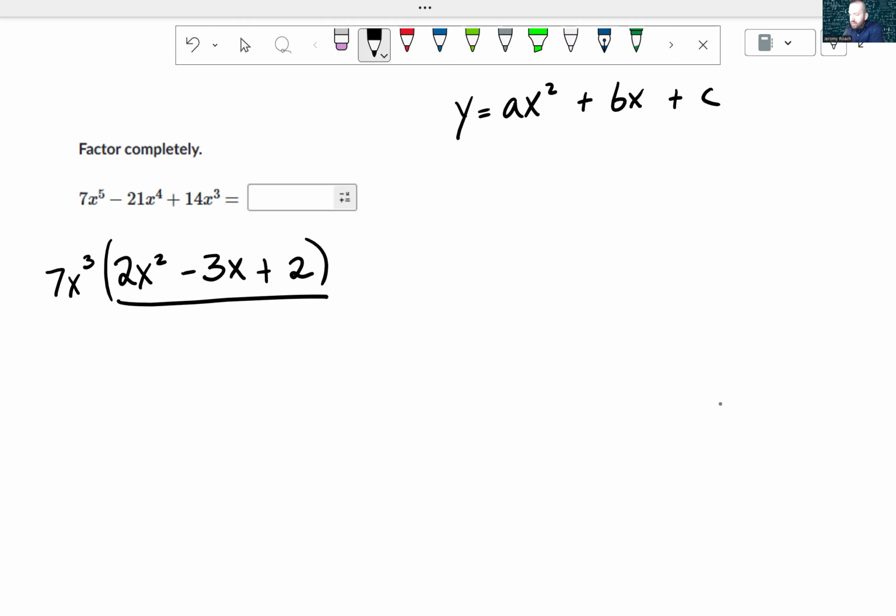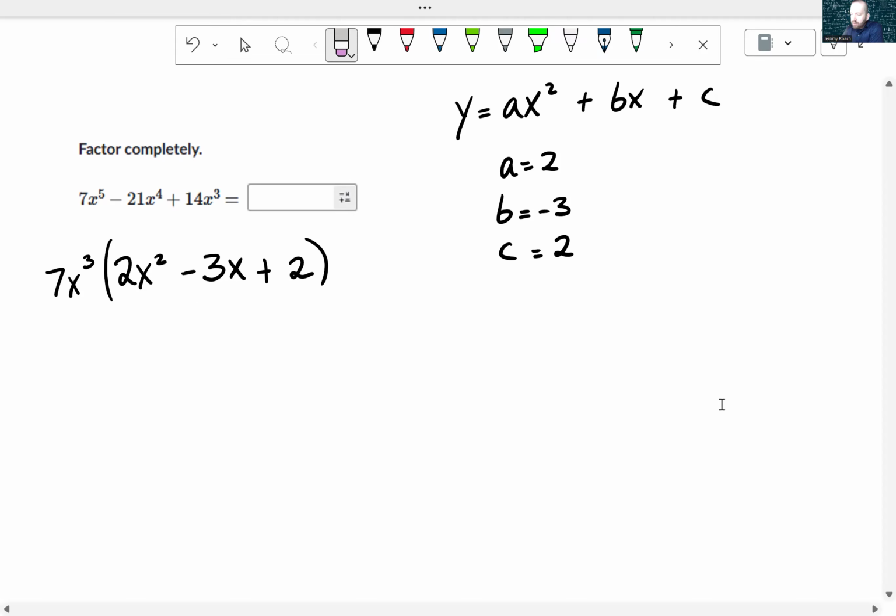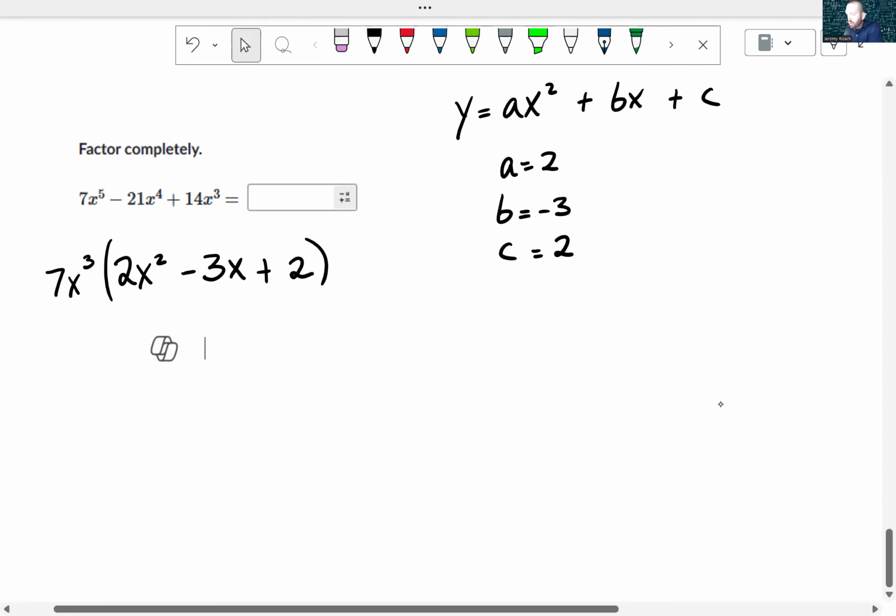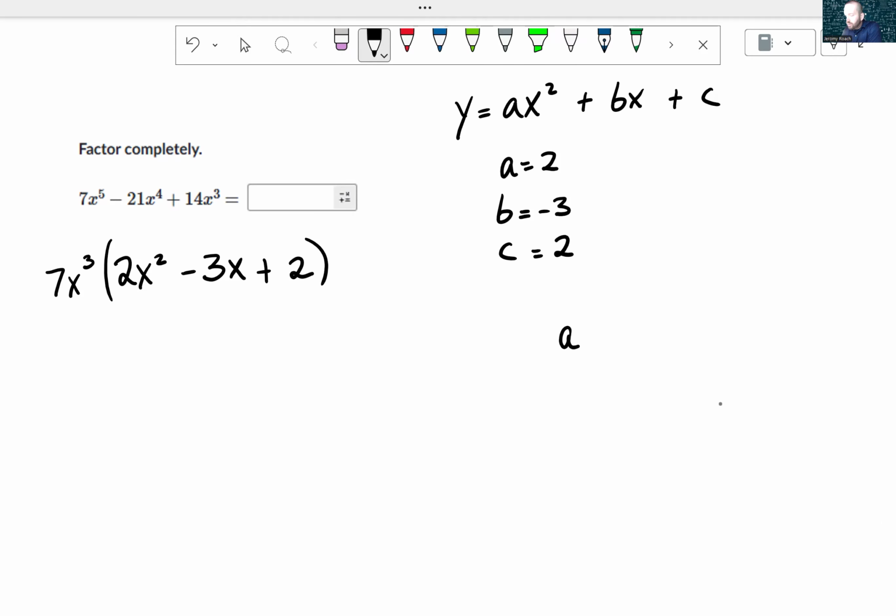So for this section here, we're going to kind of ignore the 7x cubed until the very end. So for this section here, a is equal to 2, b is equal to negative 3, and c is also equal to 2. Now, when we want to figure out how to separate this into 2 different numbers, we use what I call the AC factoring method or the AC method. So we find out what is a times c, 2 times 2. That's just equal to 4. Okay, so a times c is 4.